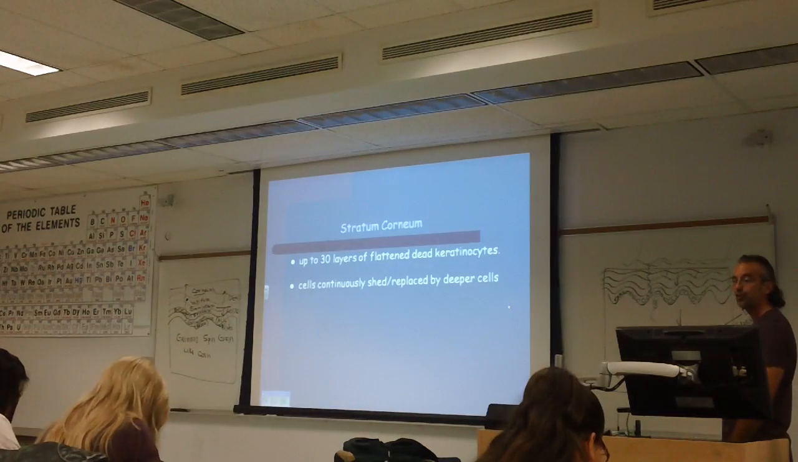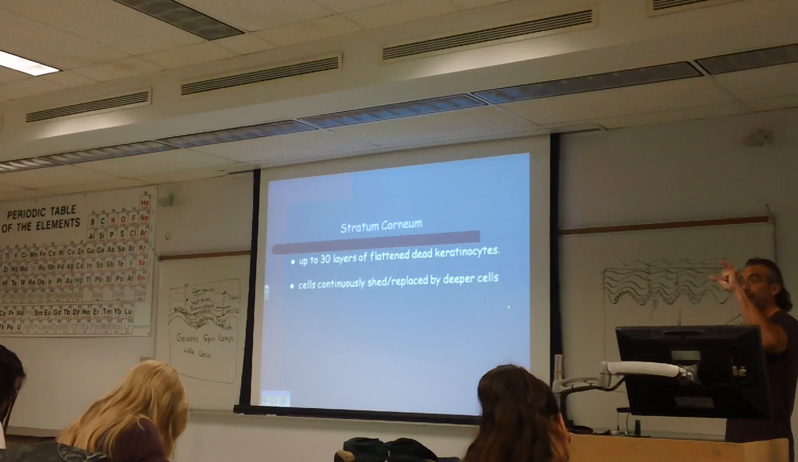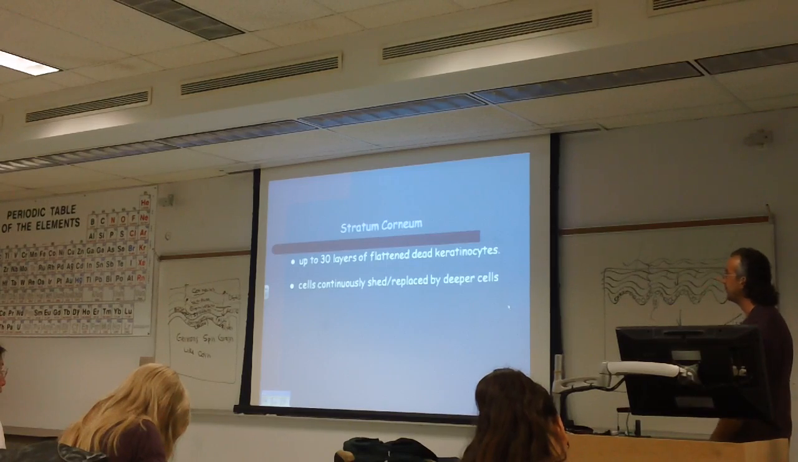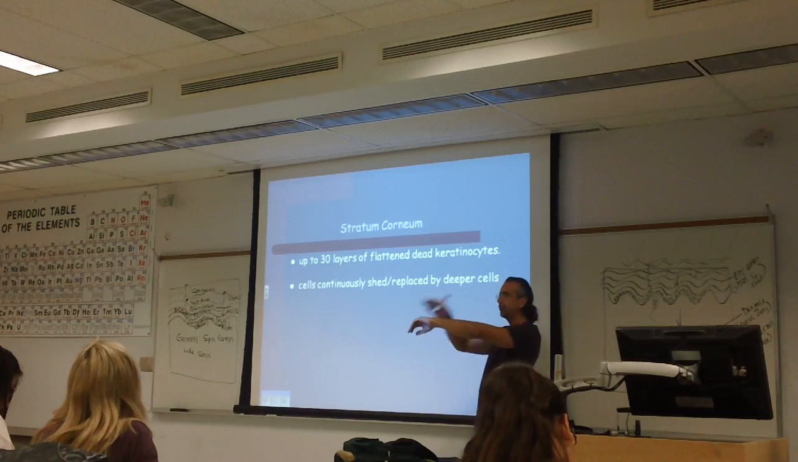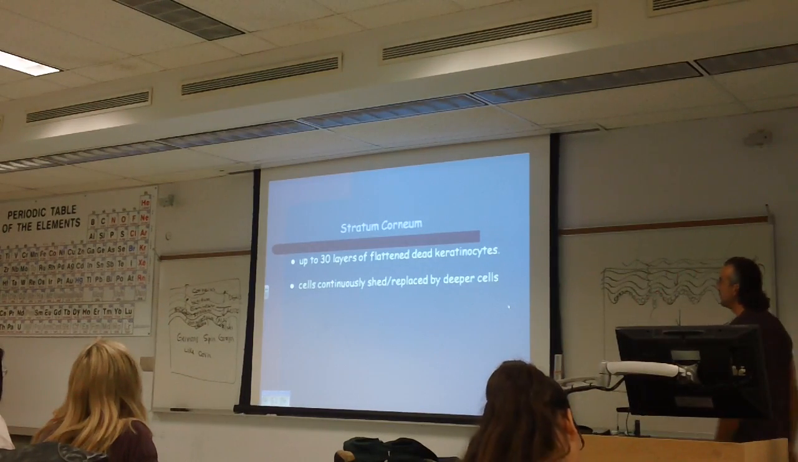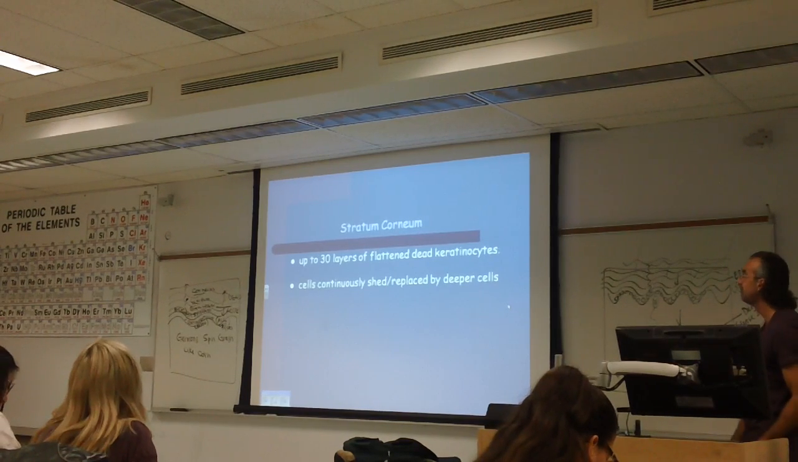And my last layer, stratum corneum. It says up to 30 layers. That's pretty thick, right? 30 layers. Everything else has, what, 8 to 10 layers at the most. This one has 30, so it's 3 times the thickness of the other ones. Those are continuously shed, like when you do this sort of thing, you're shedding those off, and they're replaced by the deeper cells. That makes sense. So know that it's the thickest layer, stratum corneum.